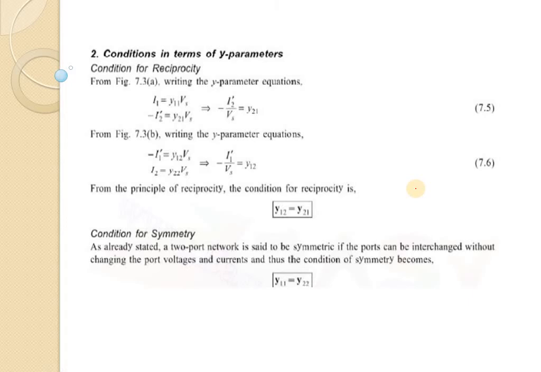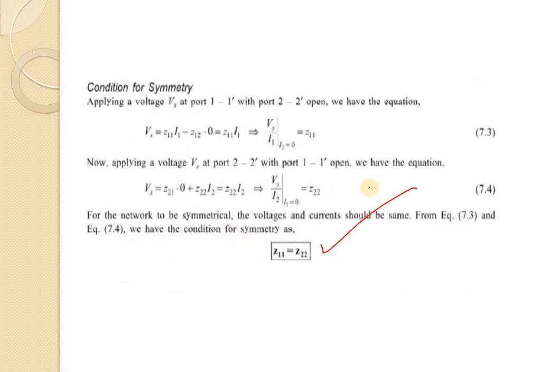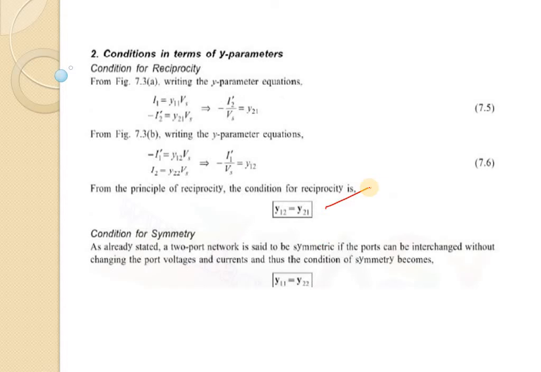And we are getting the condition for Y parameters, that is Y12 equals Y21 when the network is reciprocal. In a similar way, we have done the calculation for symmetry also. We apply a voltage source at the input terminal with the output open, and putting in the same conditions for Y parameters, we get the symmetry relation, Y11 equals Y22.